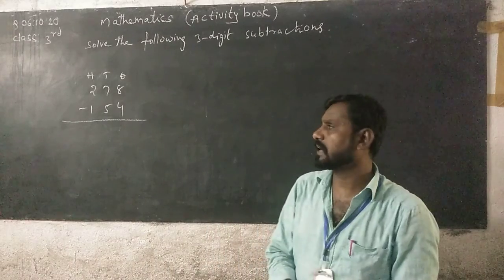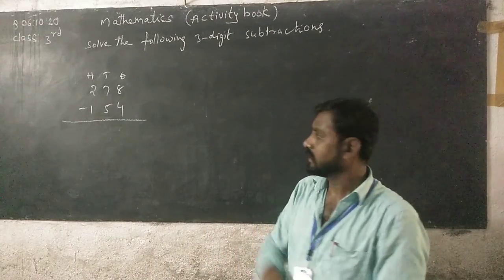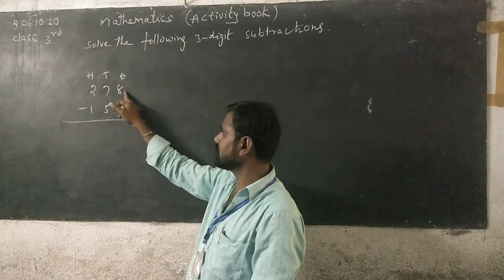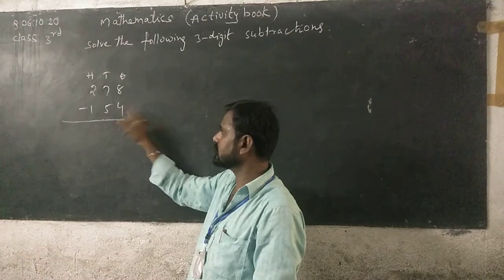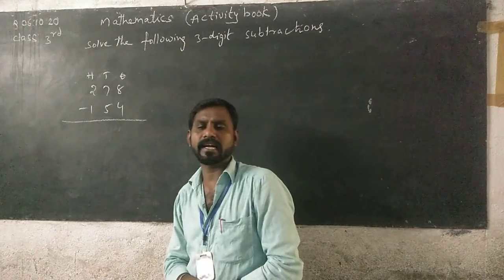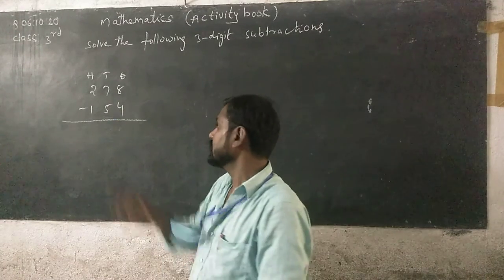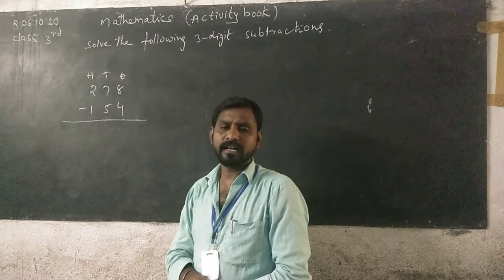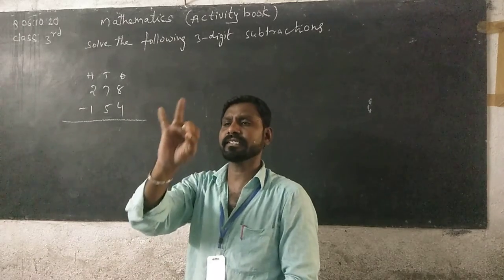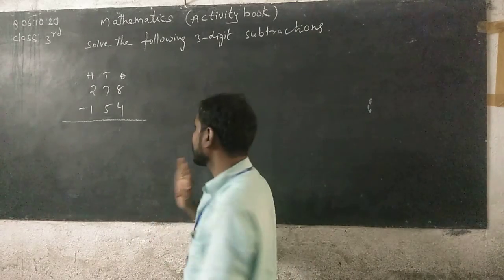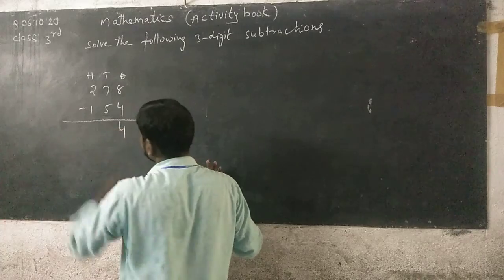First subtract the digits in the ones place. 8 minus 4. This is the bigger number, this is the smaller number. So 8 is greater than 4. It is possible. 8 minus 4. You can count 4 after up to 8: 5, 6, 7, 8. So you get 4, write it down under the ones column.